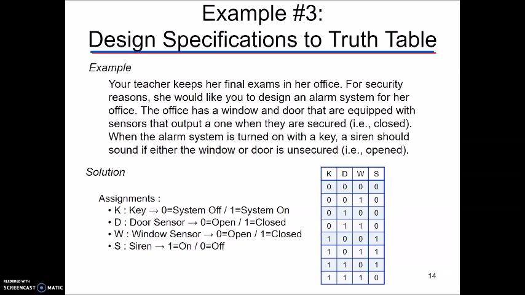The door sensor, 0 if open, 1 if closed. A window sensor, 0 if open, 1 if closed, and then the siren, 1 is on and 0 is off. So we then need to indicate the different inputs K, D, and W, with S being our siren as our output. We then need to go through the different situations and determine when we get outputs. So as you can see, we do not get an output until we get down to K being 1 and D and W being 0s, because if the key is not on, the system isn't on. So until we get a 1 in the K column, none of these are going to function.